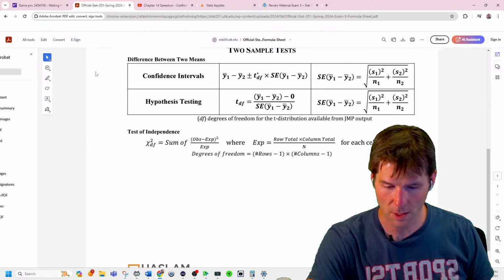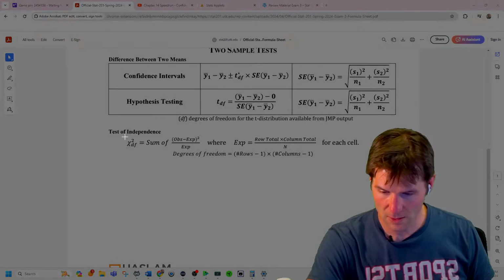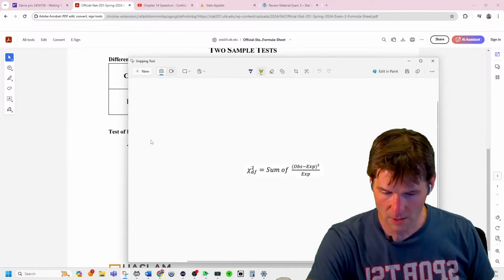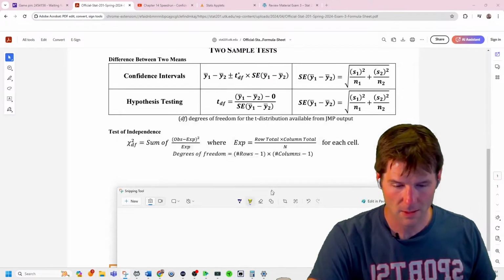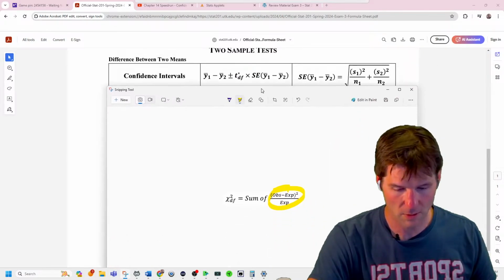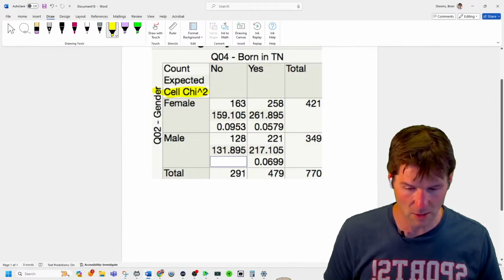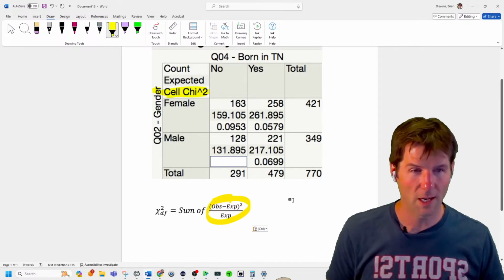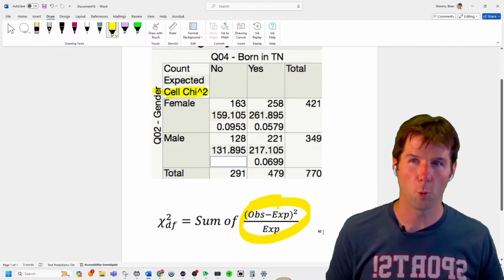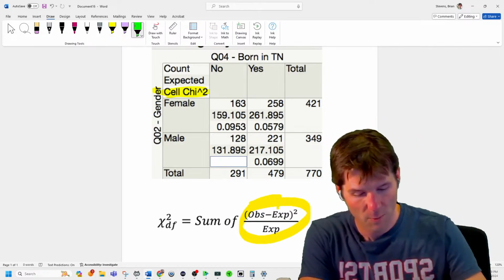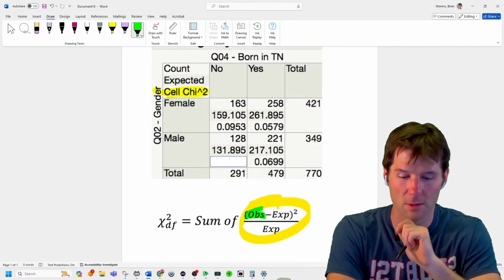You say, oh, cell chi-squared. It's this formula right here. You have to know this, this is a cell chi-squared right there. That's a singular cell chi-squared. It doesn't say, yeah, you got to sum them all up to get the chi-squared test statistic. That's a singular cell chi-squared. So now we have to go and find the observed. But notice there is no observed up here. Where is the observed? For males, where is the observed amount of males?